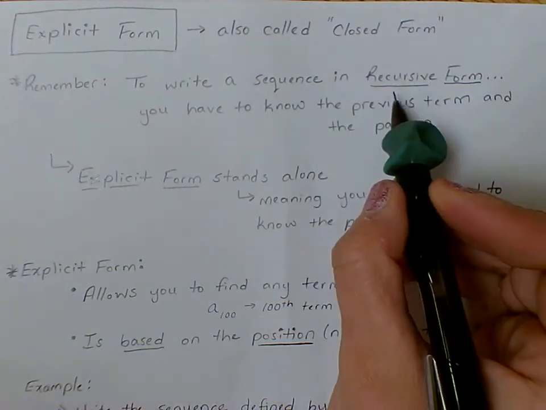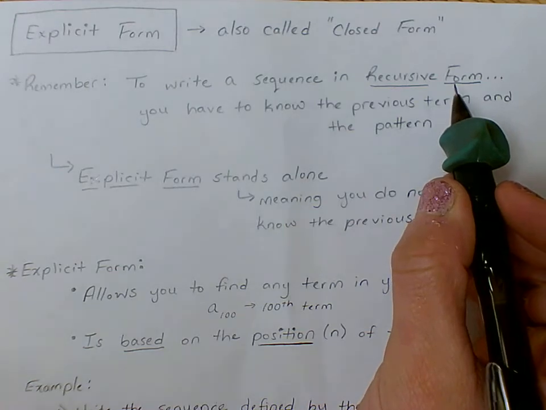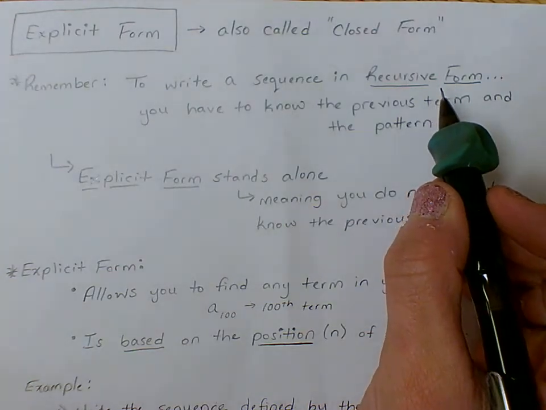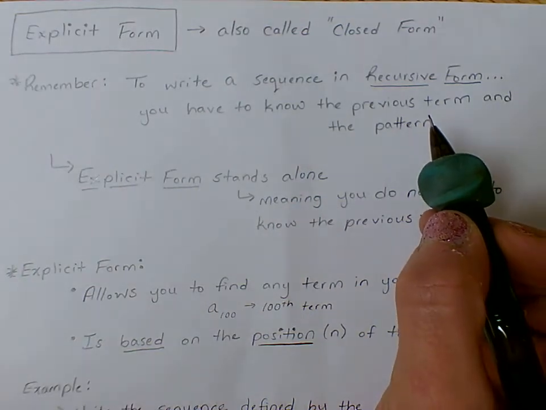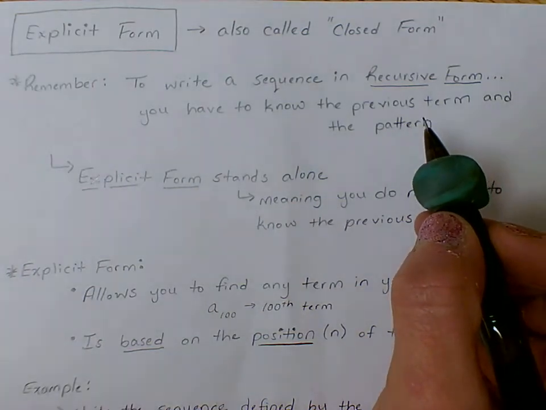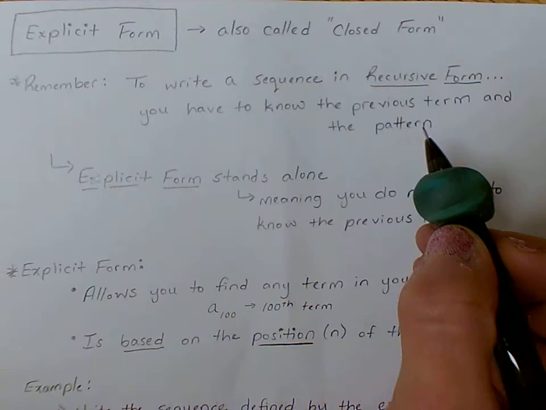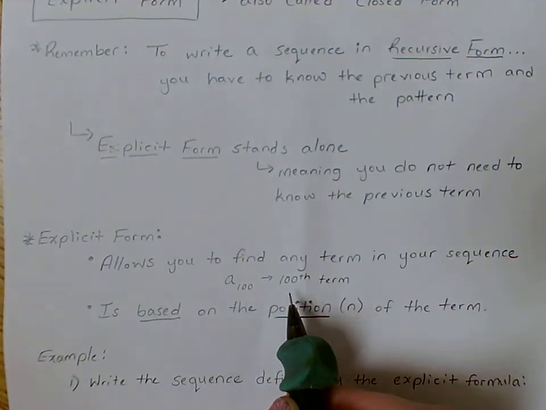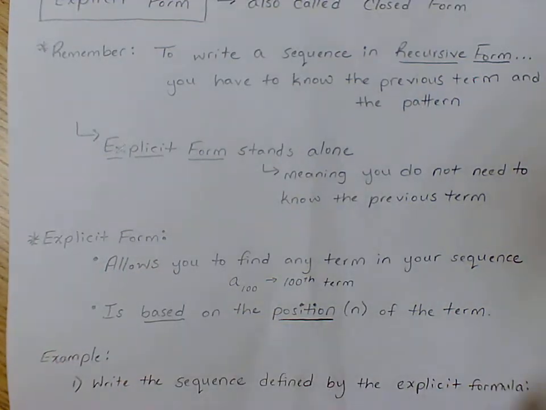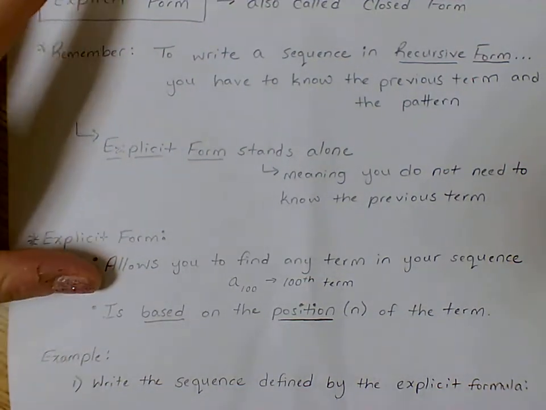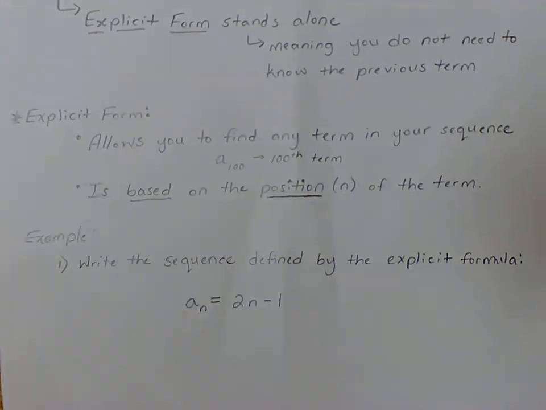Recursive form is nice because it tells you the pattern. So if you had to find the 10th or 11th or maybe even the 15th term, it wouldn't be so bad because you wouldn't have to do the pattern so much. But if you're being asked to find a term that's way down the line, you're going to want to use explicit form, okay? So let's talk about how explicit form works, and then we're going to eventually get to the point where we're actually finding explicit form, okay?